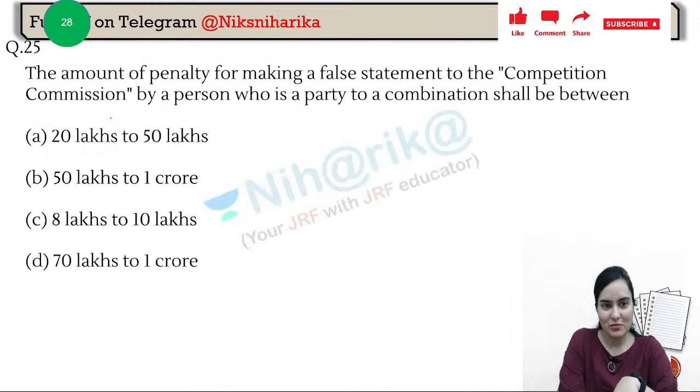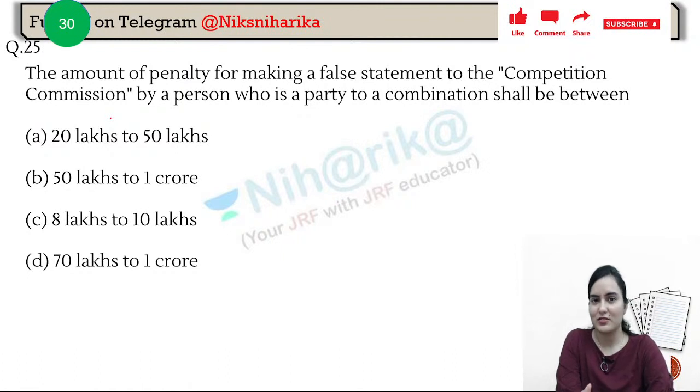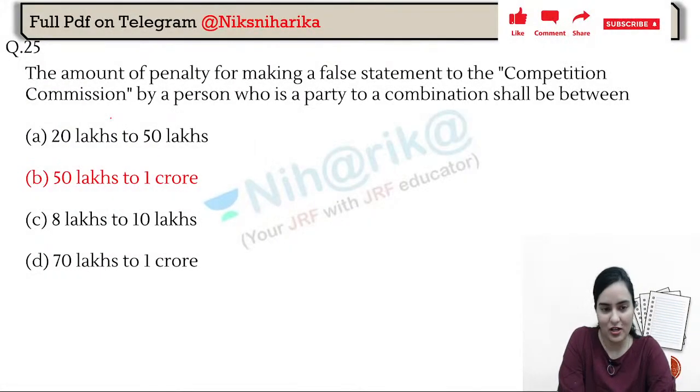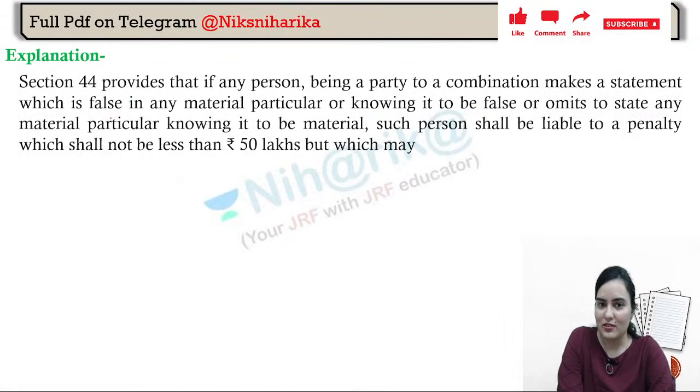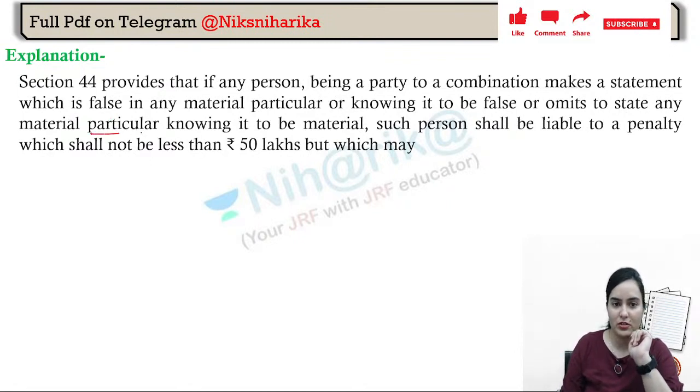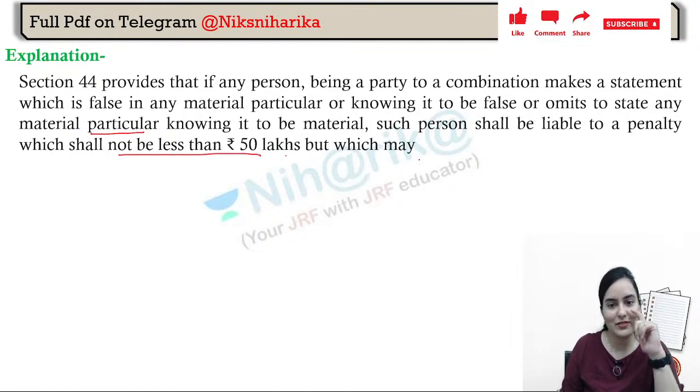Okay, so for question number 25, you have read one, at least one. Awesome. Twinkle has written correct. That is 50 lakh to 1 crore. You have done 50 lakh somewhere. Yes, of course. Right, Misha? Correct. Basically, it provides that if any person being a party to the combination makes a statement which is false in any material particular, or knowing it to be false, or omits to state any material particular, knowing it to be material, such person shall be liable to a penalty of not less than 50 lakh, but which may extend up to 1 crore.